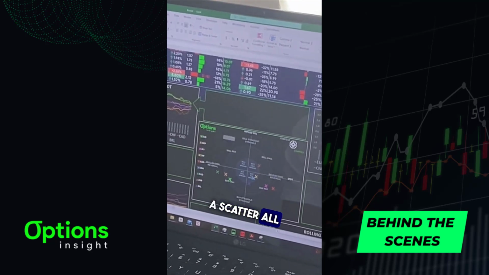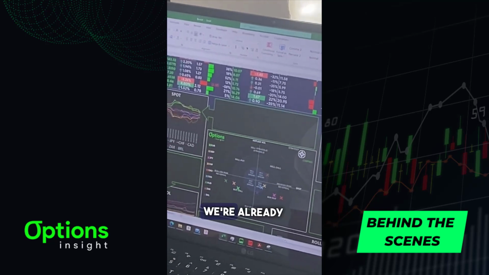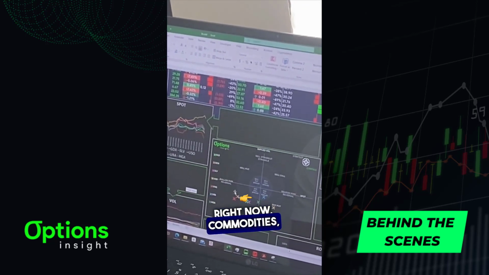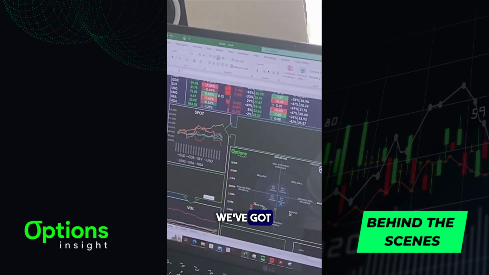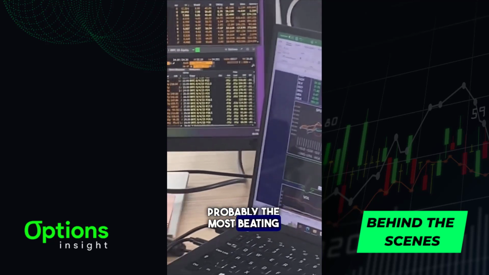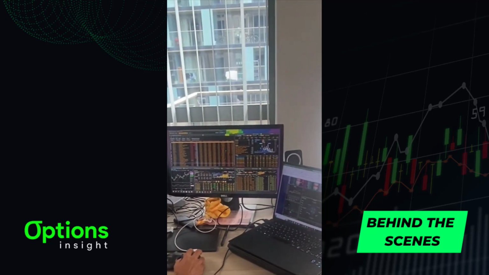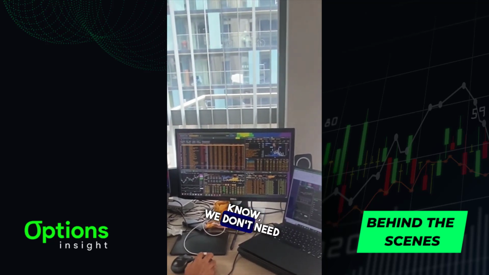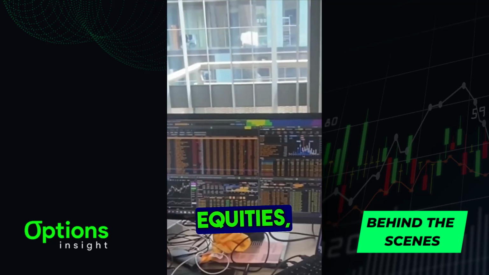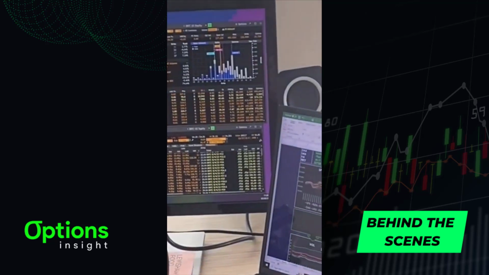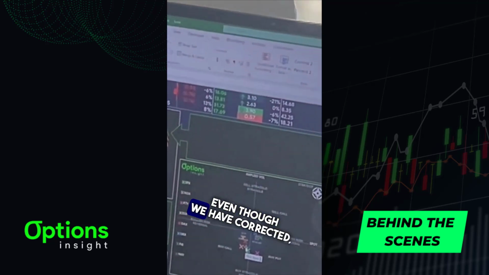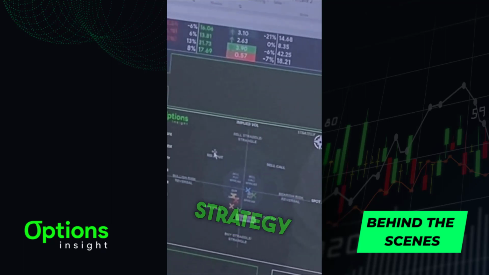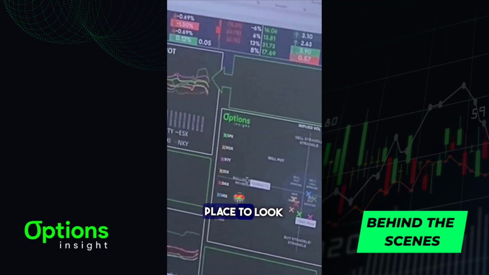FX is a bit of a scatter all over the place. We're already long a bit of dollar calls, so I'm not going to touch that right now. Commodities, again, pretty scattered. We've got nat gas probably the most beaten up right now, but I've already mentioned nat gas calls, longer term, call spread, so we don't need to repeat the trade idea. And then looking at equities, we're pretty clustered. So nothing's too overstretched, even though we have corrected back into the middle of the range. So for me, looking through those strategy compasses, the obvious place to look is bonds.